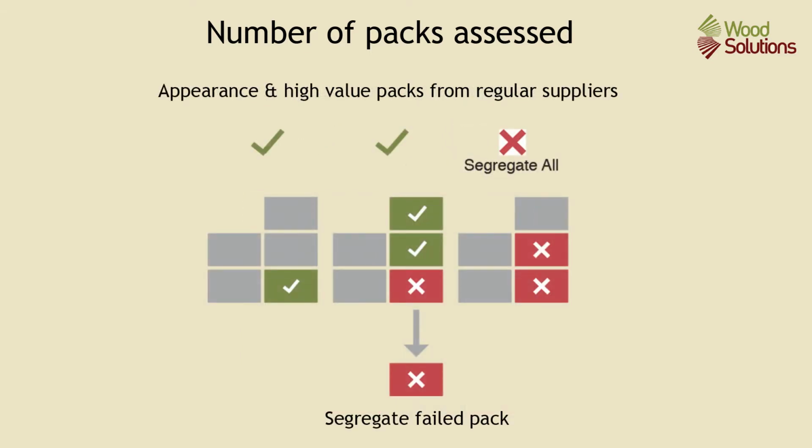Again, the testing is more rigorous for more valuable appearance material. Assess at least one pack in each 5 appearance high value packs delivered from a regular supplier. If that pack fails the test, test at least 2 more packs in each 5. If either one of these extra packs doesn't pass, the whole load should be segregated for further assessment and feedback generated.